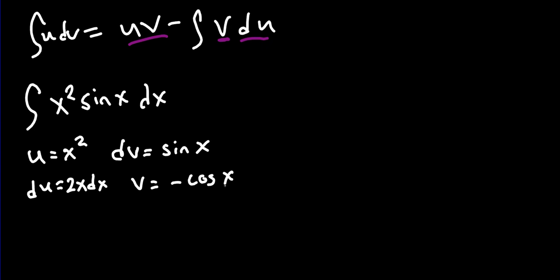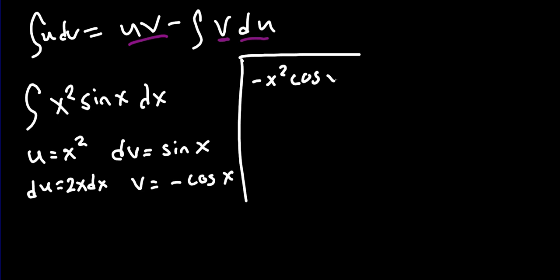So now all we do is plug everything into our formula. We get negative x squared times cosine x. And then we're going to subtract the integral of v, which is negative cosine x, times 2x dx, which is our du. Okay. So it's looking a decent bit messy.